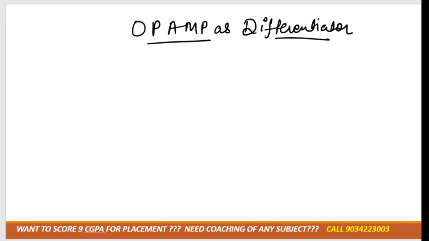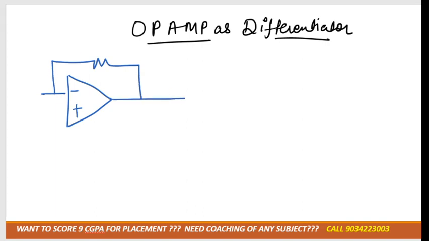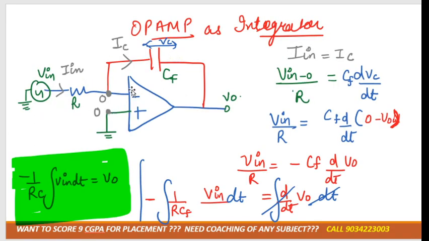Now see how we can do it for an op-amp as a differentiator. Just draw the op-amp. Again, the feedback is connected with the negative terminal, that is the resistance over there, which is denoted by RF. There is a capacitor also connected with the input terminal. As you can see, it is completely opposite from the integrator.